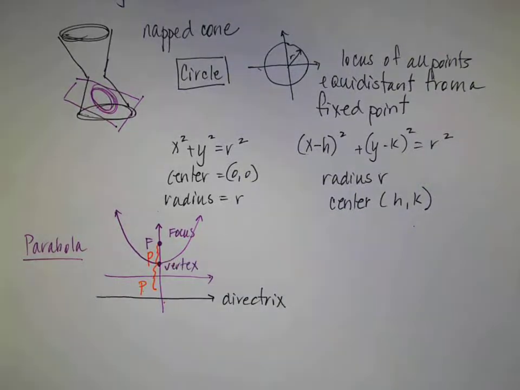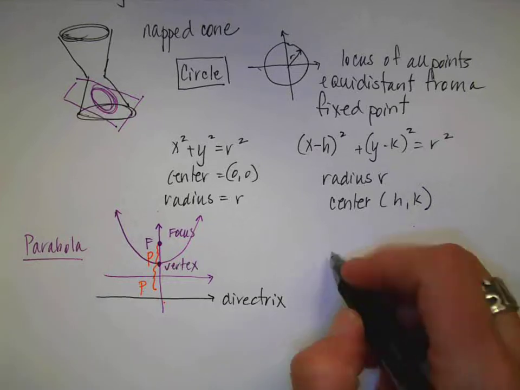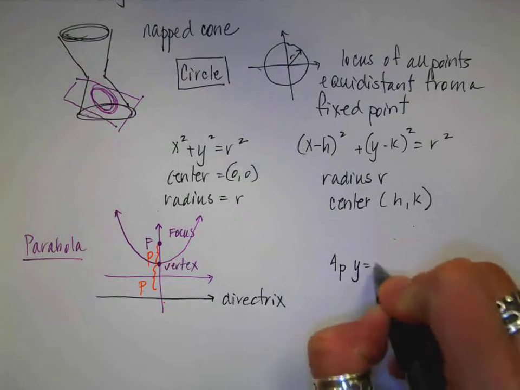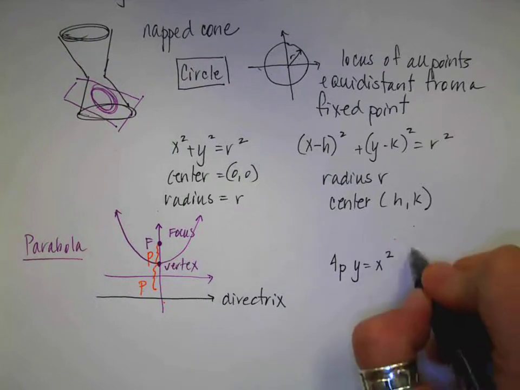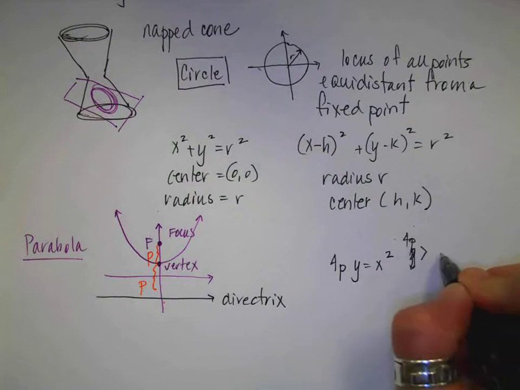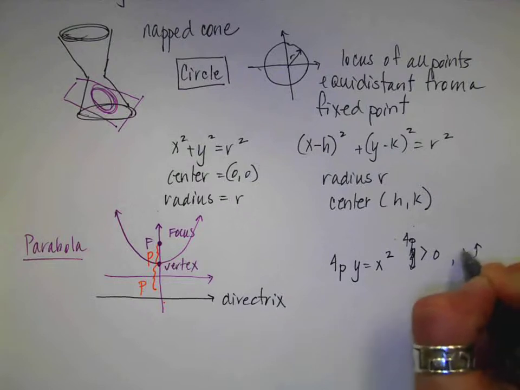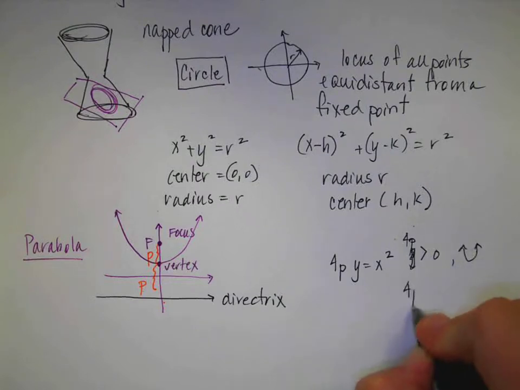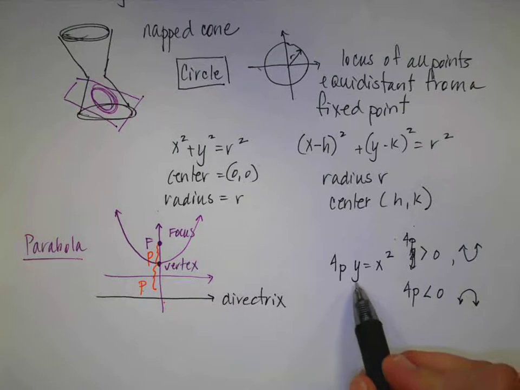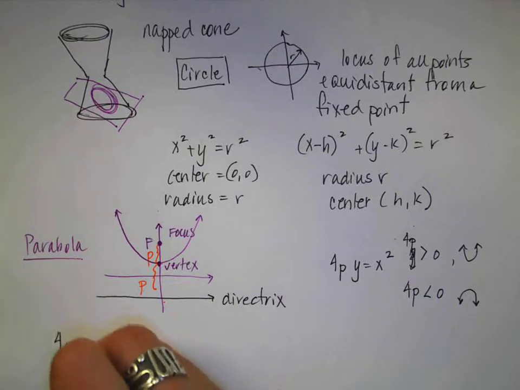So you can see that our equations get to be a little bit more entertaining. The way that we write our standard equation would be 4p times y equals x squared. If my 4p is positive, then that means that my parabola goes up. And if my 4p is less than 0, that means that my parabola goes down. Again, just like with a circle, we're not happy with it in its form like this. We need to translate everything.